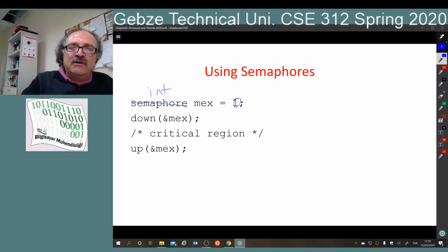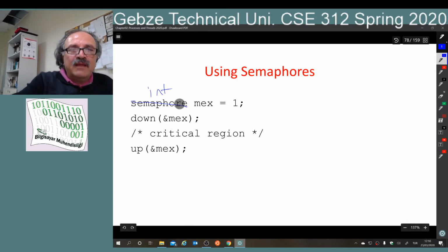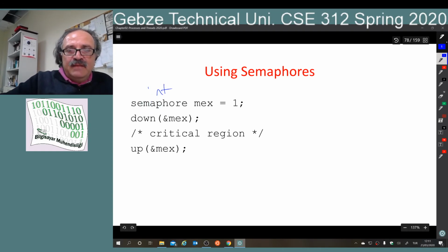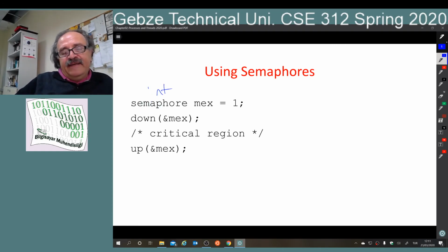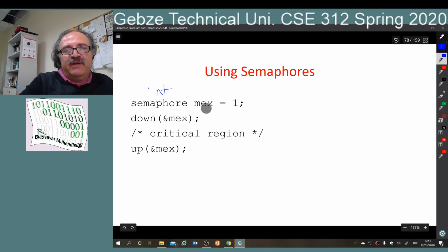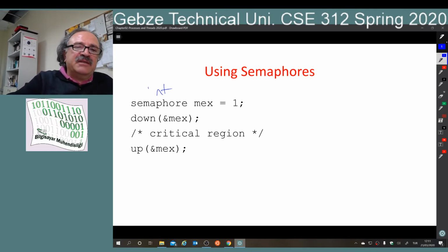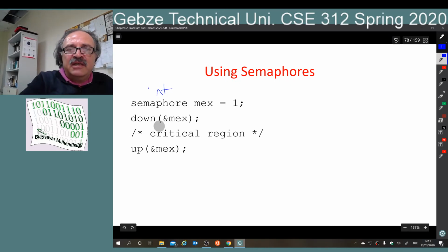So as long as I have my mutually exclusive variable as 1, I can enter this critical region. But once I am in the critical region, nobody can enter it because I decremented it.